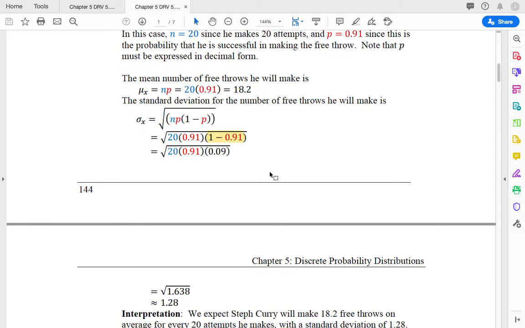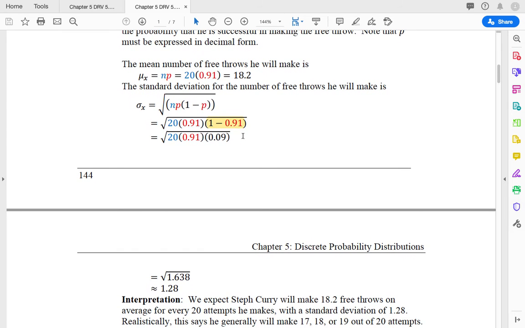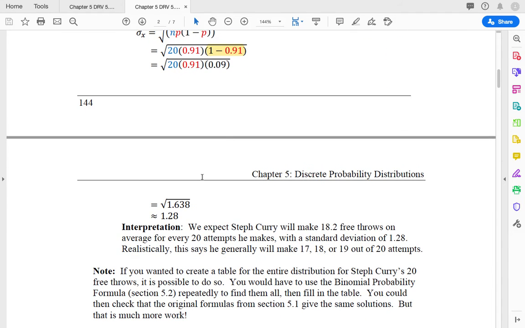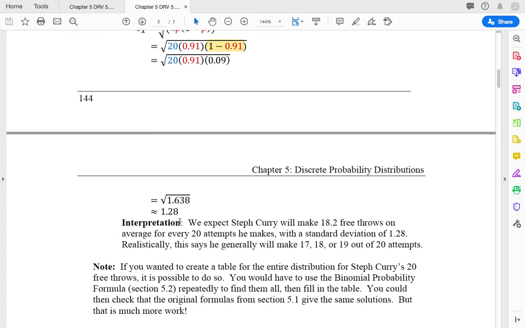The standard deviation is a little more complicated. The formula is you plug in the n, which is the blue, and the red is for the p. So we plug in 20 times 0.91 times 1 minus 0.91. Now remember, with order of operations, you do what's inside the parentheses first. So 1 minus 0.91 is 0.09. We then multiply these three numbers together to get 1.638. And then we square root that and we get 1.28, or about 1.3.